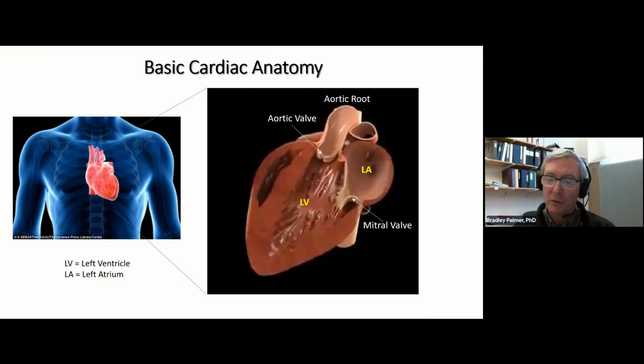I show this slide to remind us that we're focused on the function of the left ventricle and that blood flows through the left side of the heart from the left atrium into the left ventricle and from the left ventricle into the aortic root. The mitral valve and the aortic valve are very important as they direct blood flow in that order and prevent any retrograde flow.